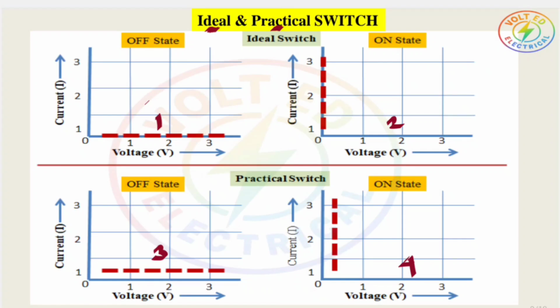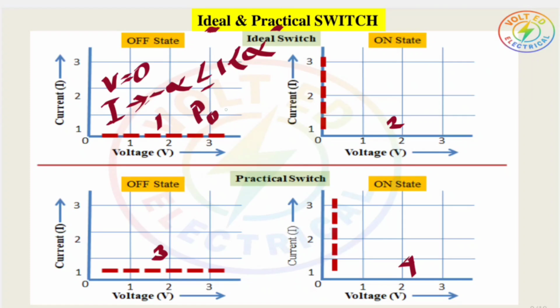Graph 1 and 2 represent the characteristics of an ideal switch. Here we can see in graph 1 that there is some current but the voltage is 0. So in the off state of an ideal switch, voltage is 0 and current can be minus infinity to infinity. So this is the condition. Because of that, P off is equal to 0 as voltage is 0.